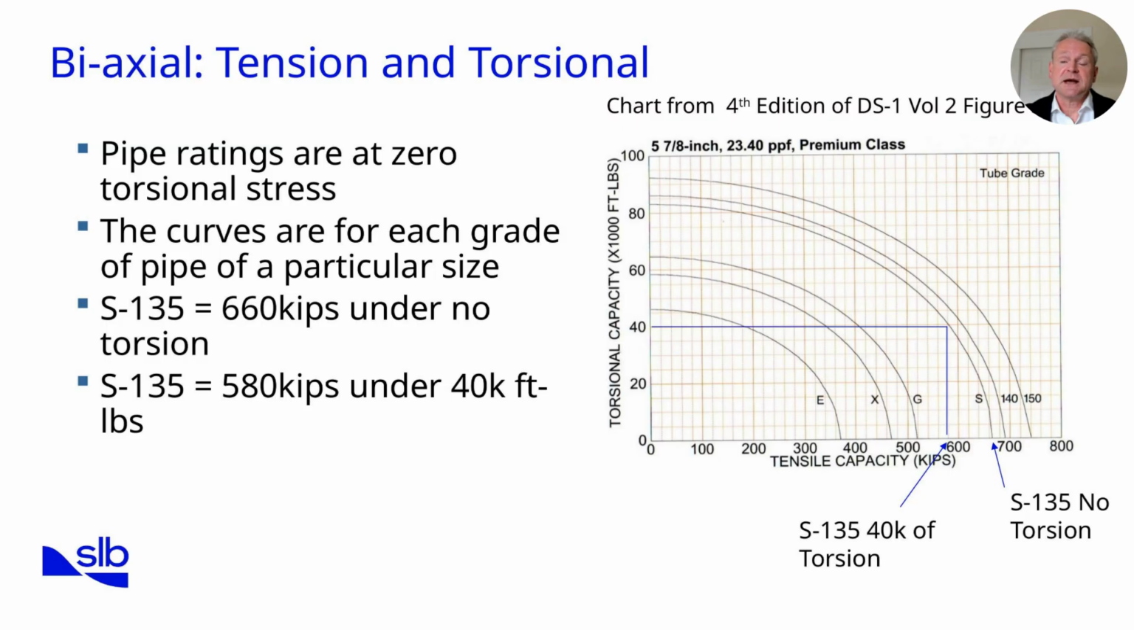Here we move from uniaxial tension to combined tension torsion. DS1 charts show capacity envelopes for each grade and size. Note the example. S135 carries approximately 660 kips in pure tension, but only approximately 580 kips at 40,000 foot-pound torque. The message is, you must check the interaction, not just catalogue axial ratings. In reaming and back reaming, both torque and axial load are high. Design margin must sit inside the DS-1 envelope for all planned modes.